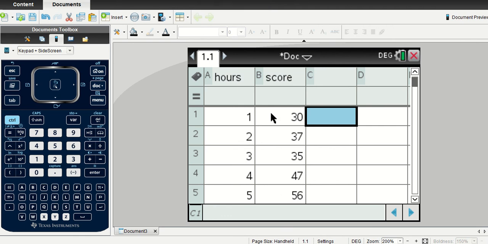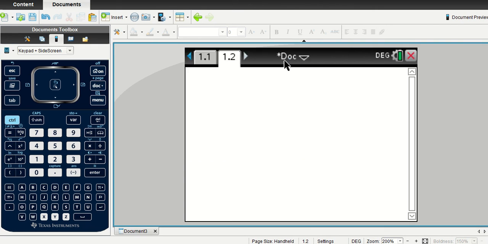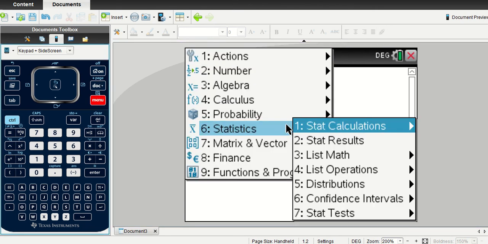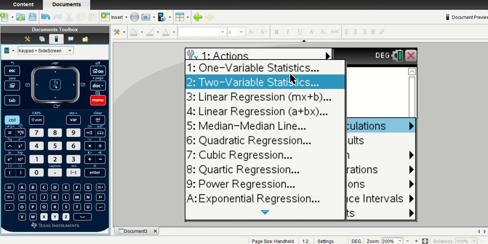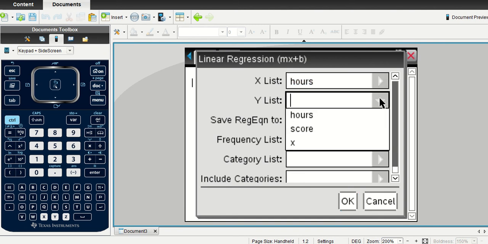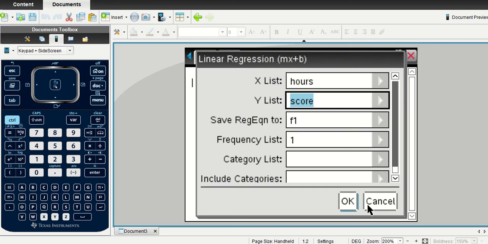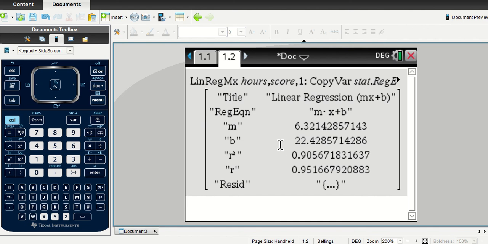All right, welcome back. So we typed in our data. To get our equation, we're going to enter a new document. Go to Calculator, Menu, Statistics, Stat Calculations. We're going to choose y equals mx plus b. I named our data to fit: the x value is the hours studying, and the y value is the score. That was based off of right here. Click enter for OK, and we get this lovely line right here.